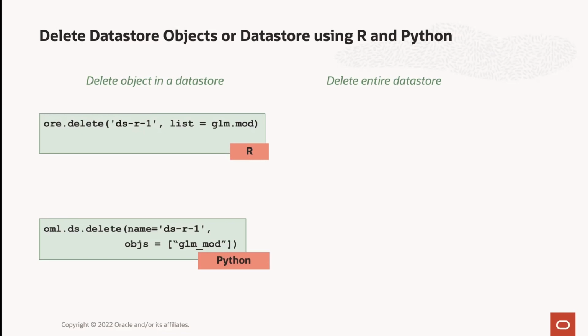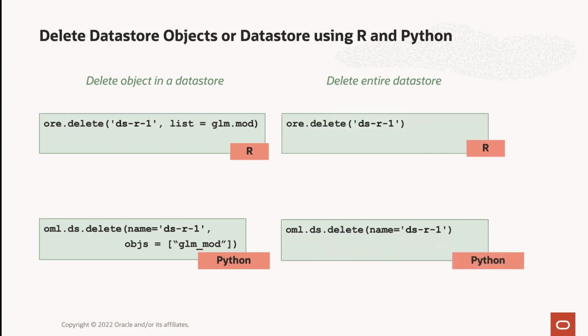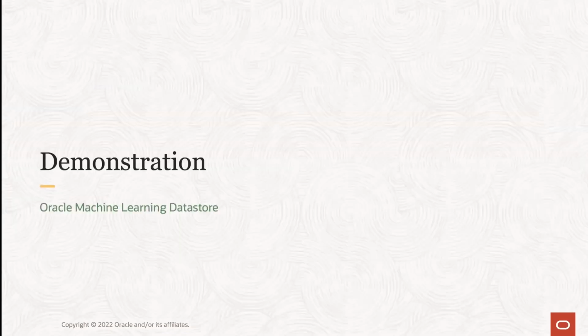And that is shown on the screen here. To delete the data store entirely, we will just pass in the name of the data store to be deleted, and that is shown on the right-hand side of the screen. So now we've walked through some quick examples in the presentation. Let's go to the coding environment and walk through some coding examples there.